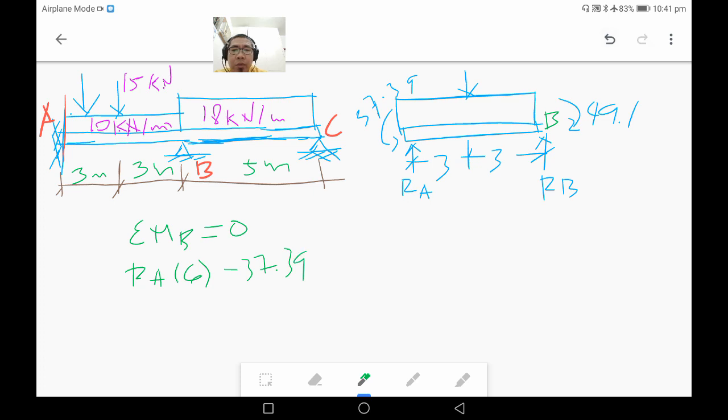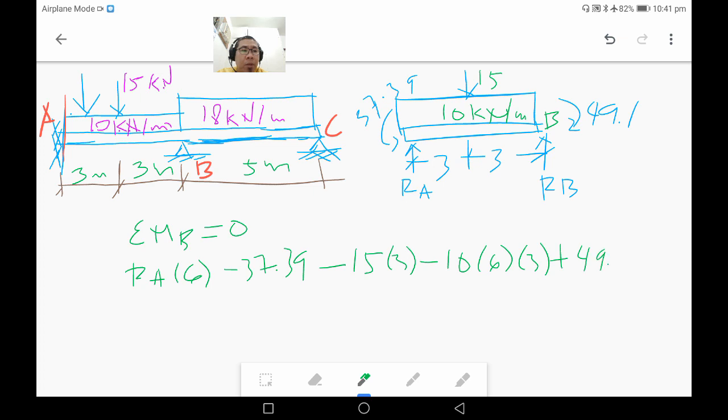Minus. Then, minus ito, 15. This is 15. So, counterclockwise din siya. So, that is negative. Negative natin is counterclockwise, diba? That is 15 times 3. Then, yung ito, 10 kilonewton per meter. So, that is minus 10 times 6 times 3. Centroid niya, 3. Then, this is positive, so that is why plus 49.4.